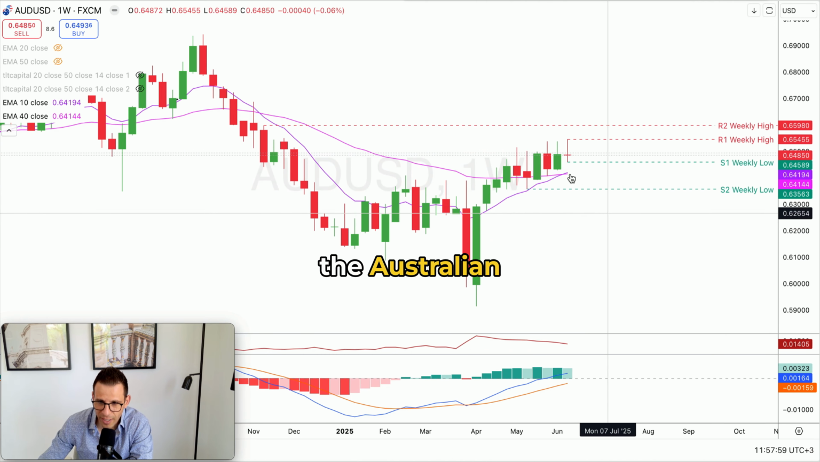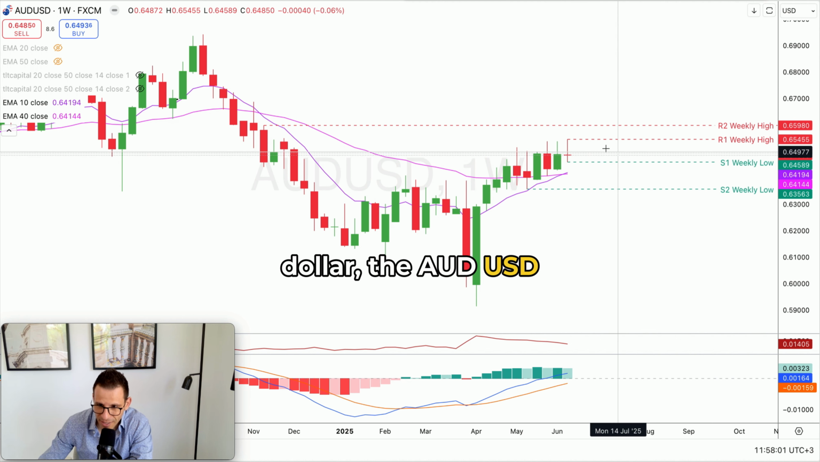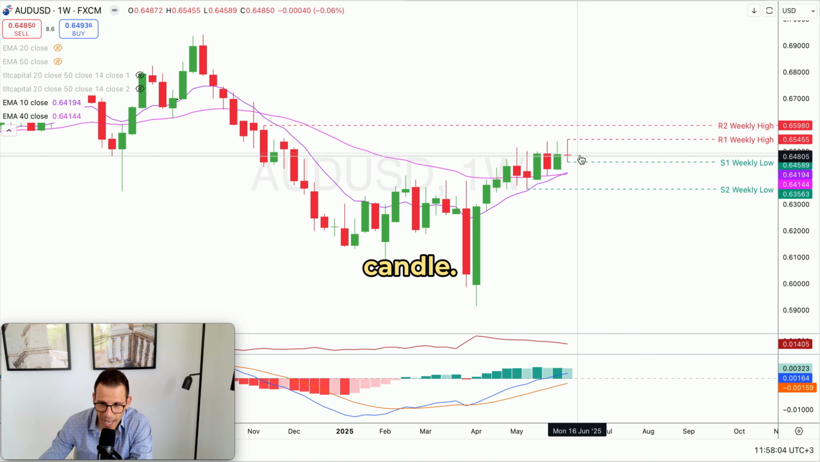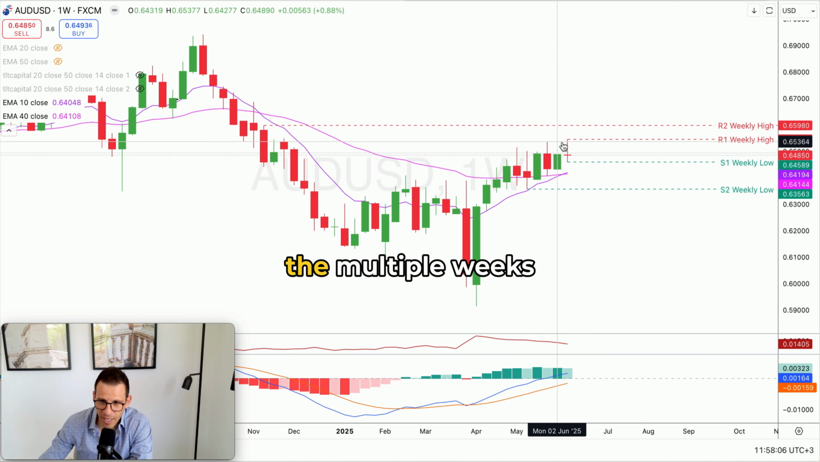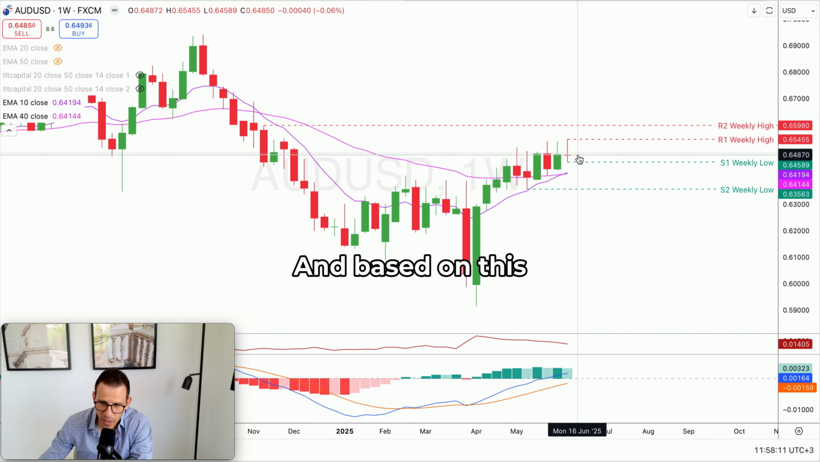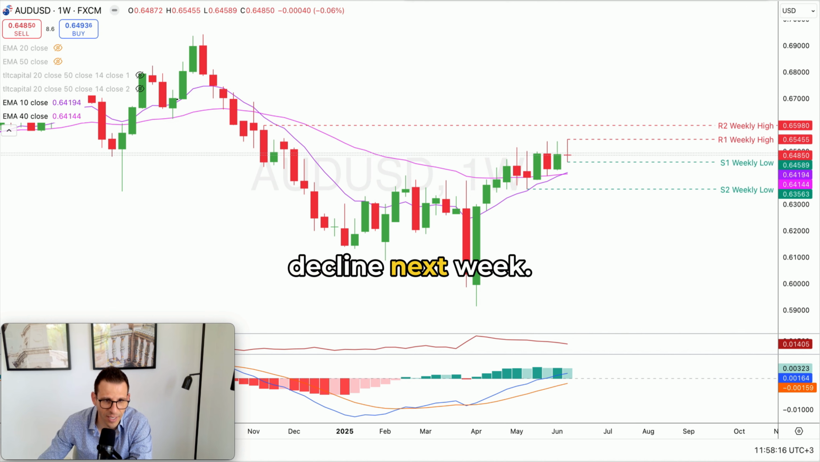Last week, the Australian dollar, the AUD USD, remained as a doji candle. False breakout of the multiple-week highs around here, and based on this candlestick, we do expect further decline next week.